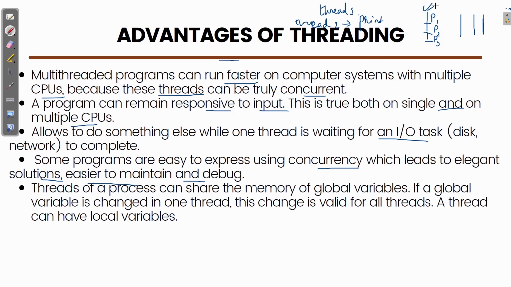Threads of a process can share the memory of global variables. I've already explained that threads share the same space of the process, as with the main thread. If a global variable is changed in one thread, this change is valid for all the threads. A thread can also have local variables.